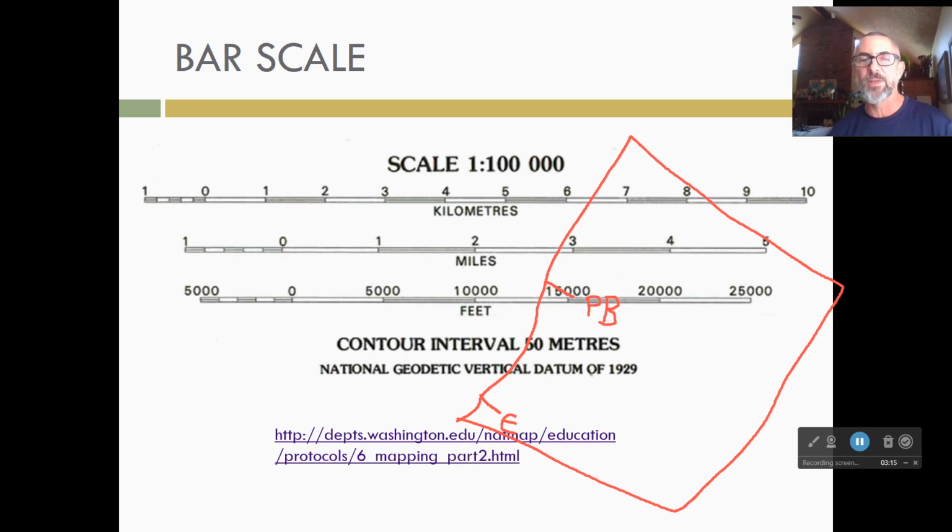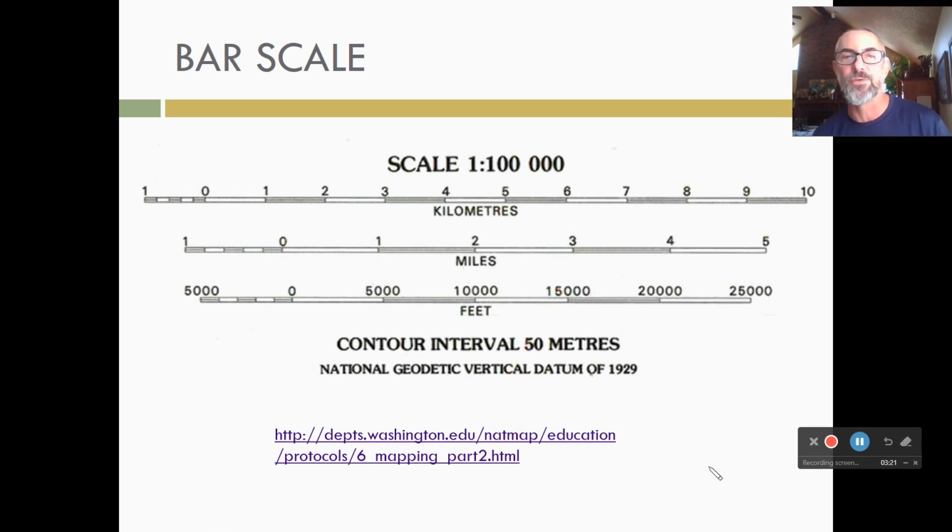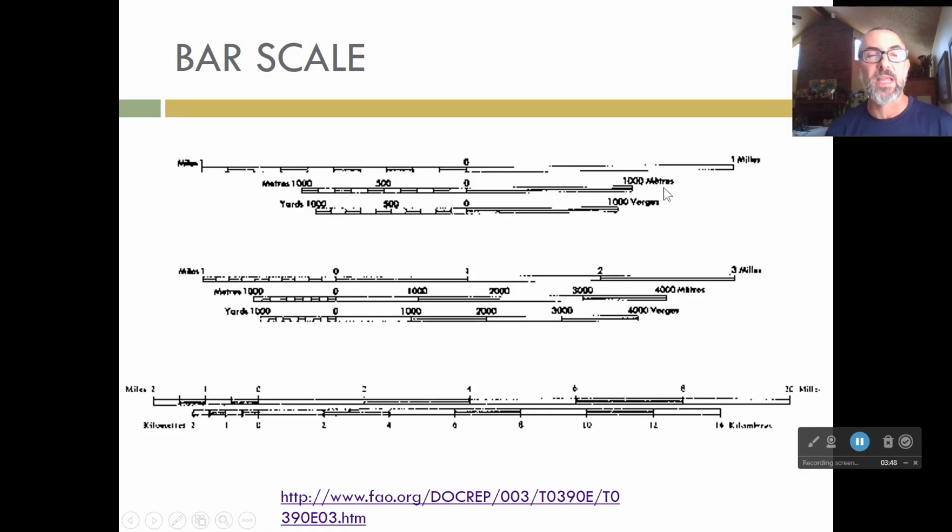I'm going to get rid of the map now because it's obscuring your view. A bar scale is literally a bar with measurements on it. With a bar scale, there's always a 0, and the important thing to remember is to keep track of where that 0 is. Notice that in none of these three examples is the 0 at the end. It's somewhere in the middle of the bar. Here are some more examples, and in all of these, 0 is never at the end. It's in the middle.